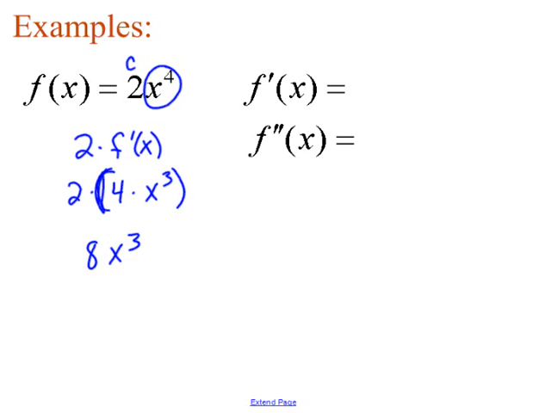Now I wouldn't write that in my next step. I would start to just say, oh, all I do is take my power, 4, times my constant, 2 times 4 is 8, and reduce my power by 1. And so when I go to do my second derivative now, I'm just going to take the 3 times the 8, which is 24, reduce that power by 1. We end up with 24x squared.